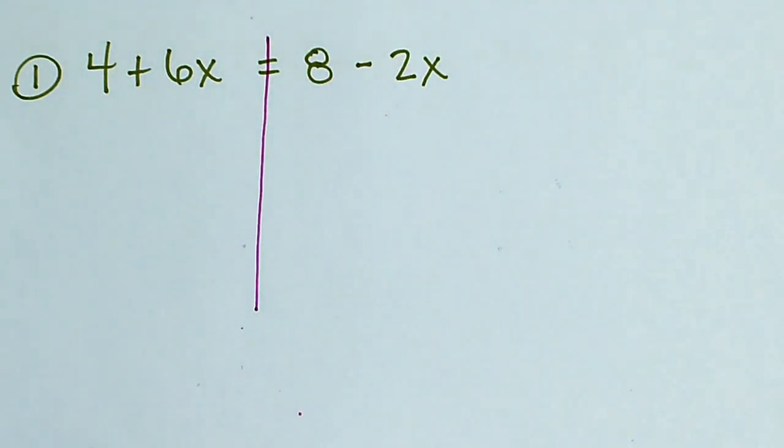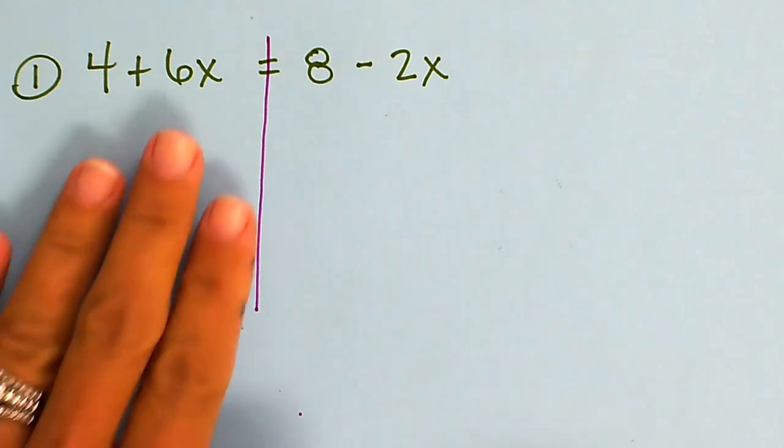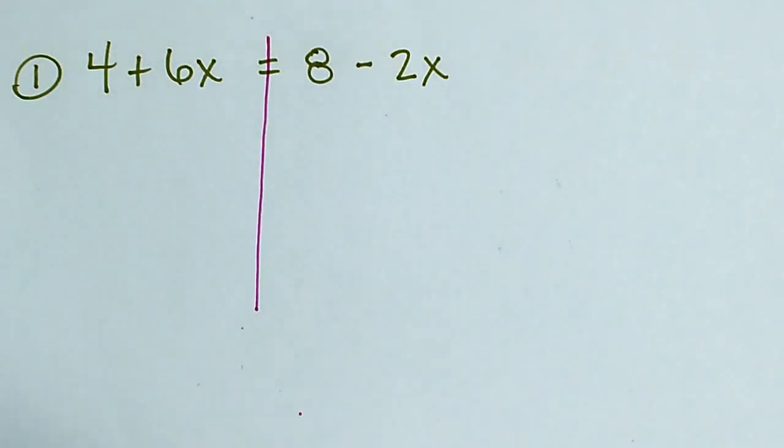Number one is 4 plus 6x is equal to 8 minus 2x. I'm going to go through the ask yourself questions from your foldable. First question is, can anything be simplified? I don't see anything that can be simplified on the left-hand side. I don't see anything that can be simplified on the right-hand side, so I'm going to move on. The next question is, are all the variables together? There's 6x's over here and negative 2x's here, so they're not together yet. So I need to make that happen.